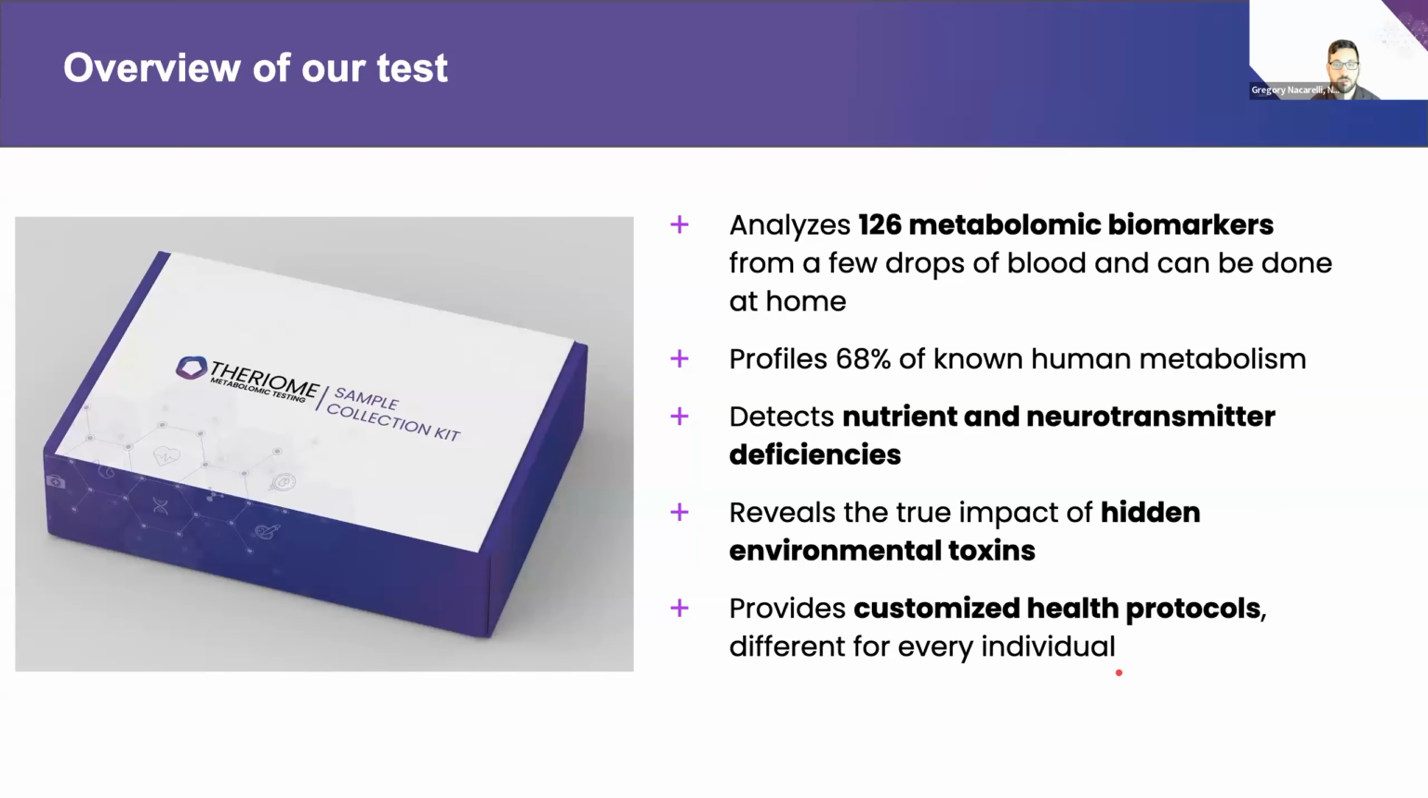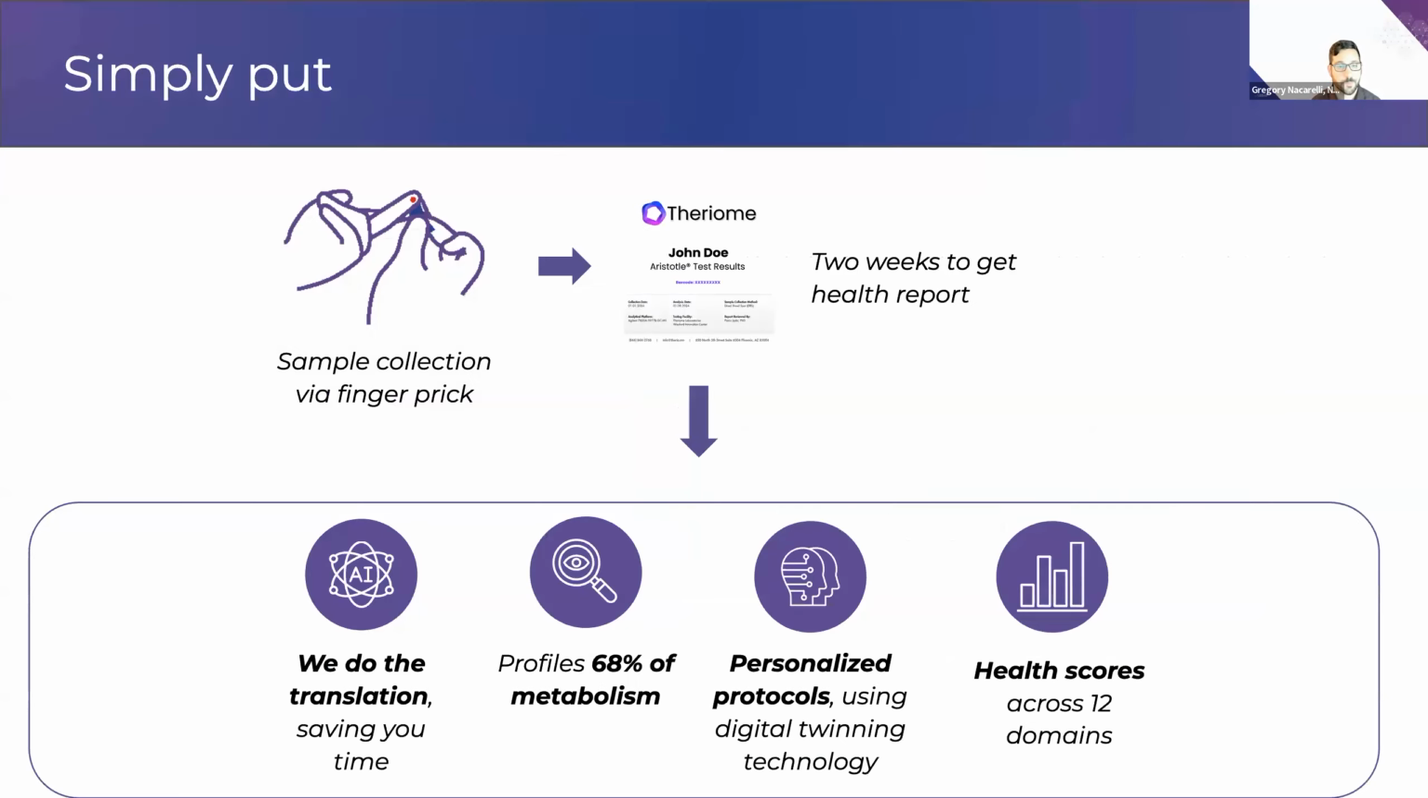So this test looks at 126 metabolomic biomarkers. It will profile 68% of known human metabolism, and it will look at various different things such as nutrient and neurotransmitter deficiencies, impact of environmental toxins, and ultimately will provide customized health protocols based on our AI technology.